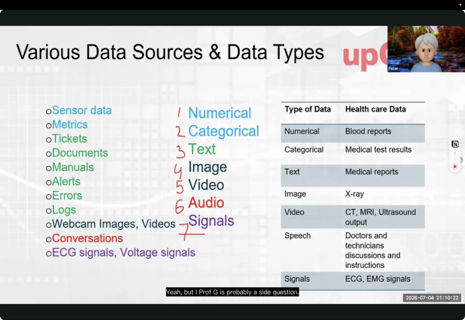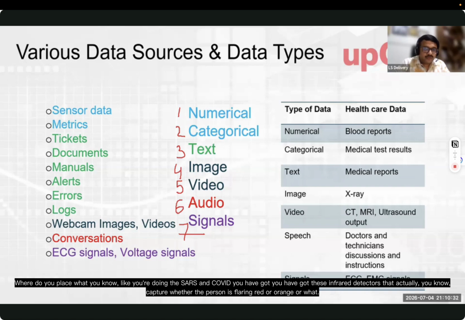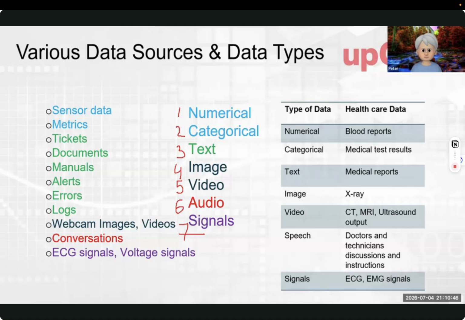Hi, Prof. Actually, it's probably a side question. Two thoughts came to mind. One is where do you place heat? During SARS and COVID, you had infrared detectors that capture whether the person is flaring red or orange. So that kind of data comes first as color, right? So the brightness of the color is what form of data? That's one.